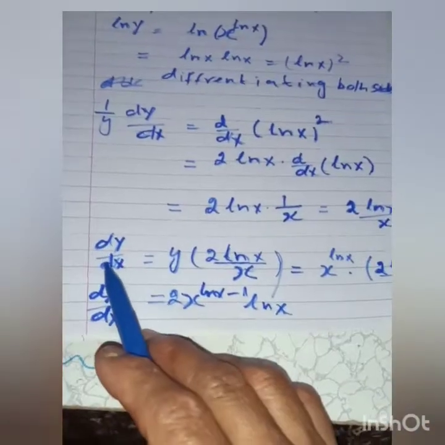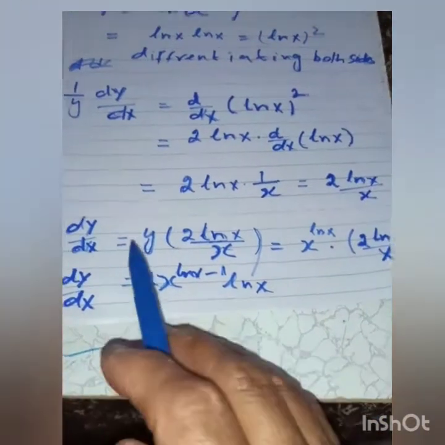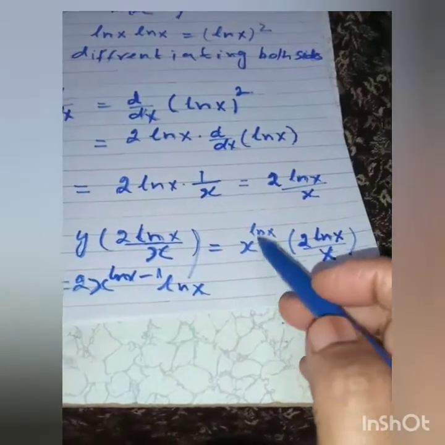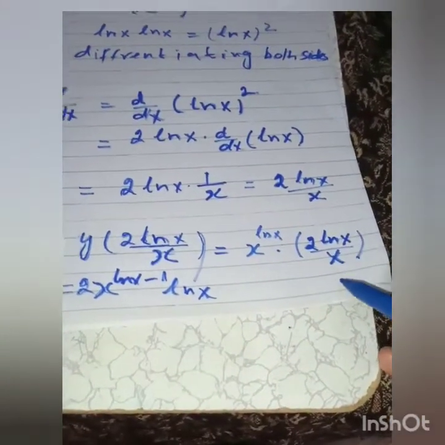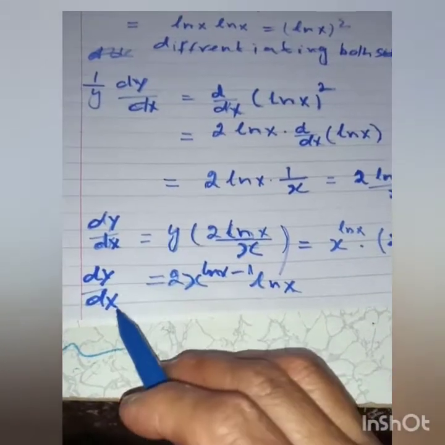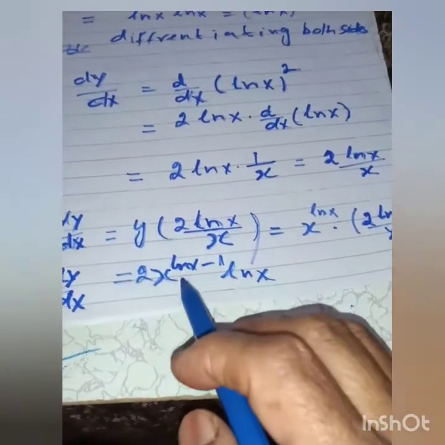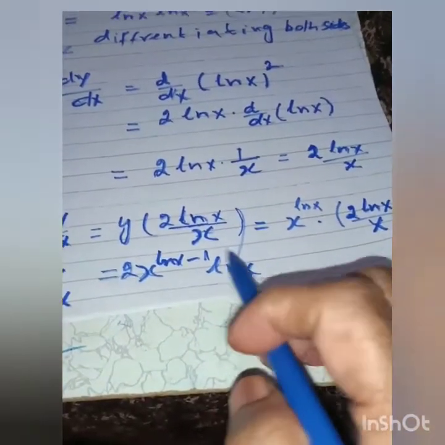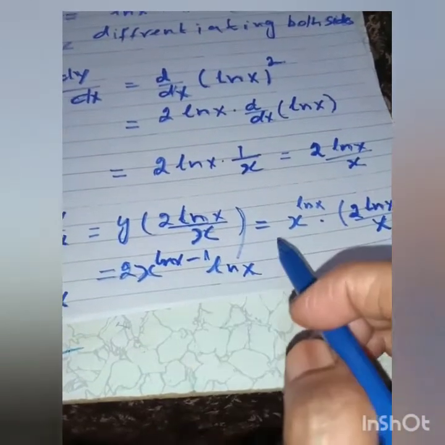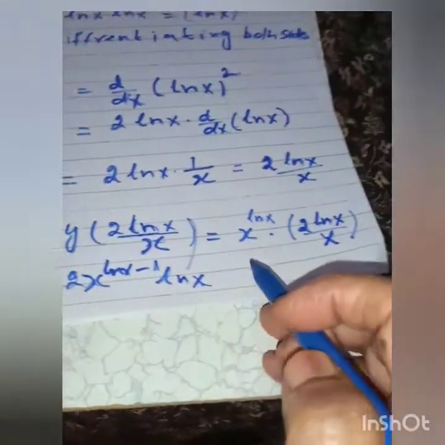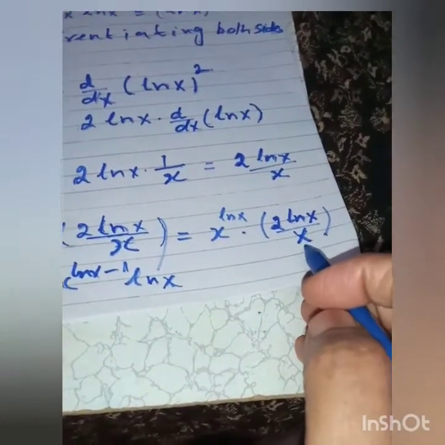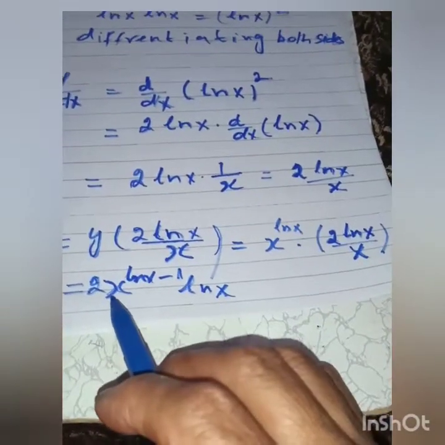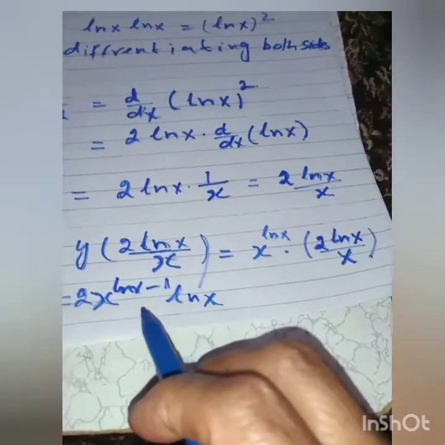So dy over dx will be, this y goes to the other side and is multiplied with the values. So y into 2 log of x divided by x will be equal to x raised to the power log of x into 2 log of x divided by x. This will be equal to dy over dx equal to 2 x power log of x into log of x, and this x in the denominator, the power x is having power 1, it is subtracted when it goes to the numerator. So this will be equal to 2 times x power (log of x minus 1) into log of x.